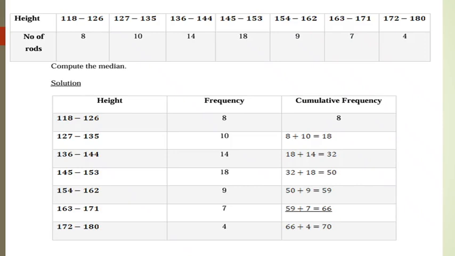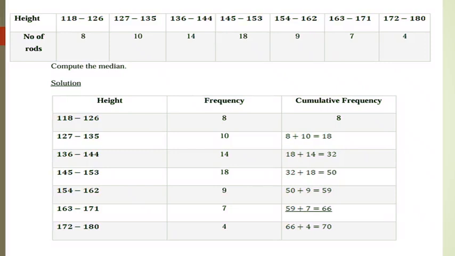To get the cumulative frequency for the fifth row, it will be 32, which is our cumulative frequency, plus the frequency of the class we are estimating. That will be 32 plus 18. It will give us 50. The next one will be 50 plus 9. That means we are adding the cumulative frequency with the frequency to give us the value of our cumulative frequency for the row we are estimating.